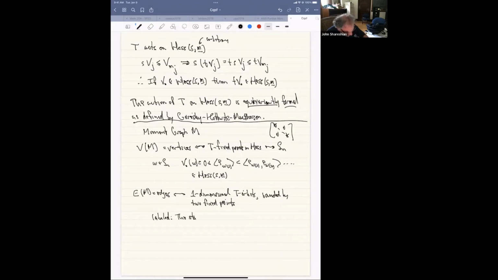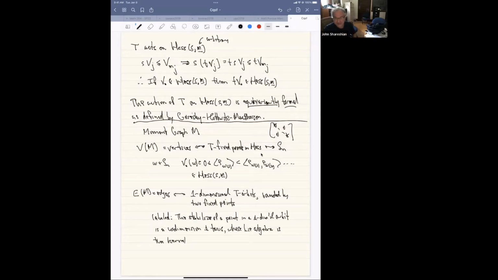The stabilizer of a point in a one-dimensional orbit is a codimension 1 torus, whose Lie algebra is the kernel. It's a codimension 1 Lie algebra.